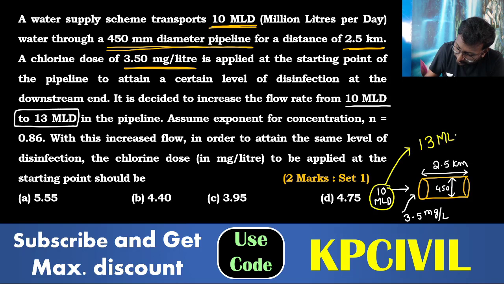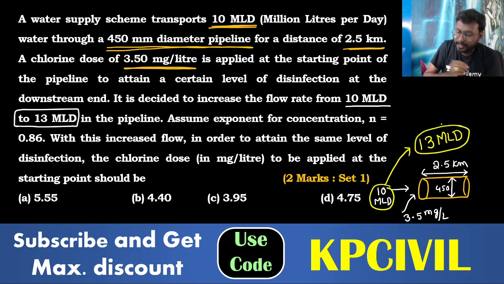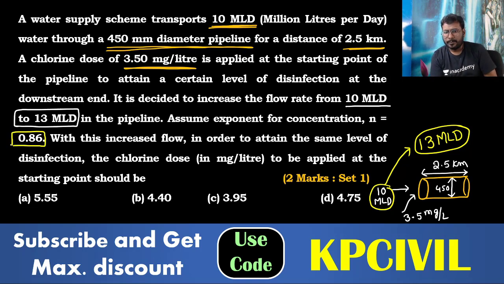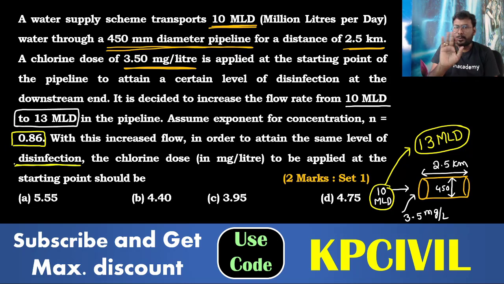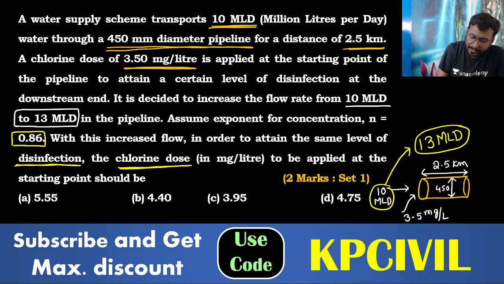13 million liter, 13 MLD. Increasing from 10 MLD to 13 MLD. Assume the exponent for concentration n is 0.86. With this increased flow, you are increasing the water quantity, but you don't want to reduce efficiency; you want the same level of disinfection. Find the chlorine dose to be applied at the starting point.